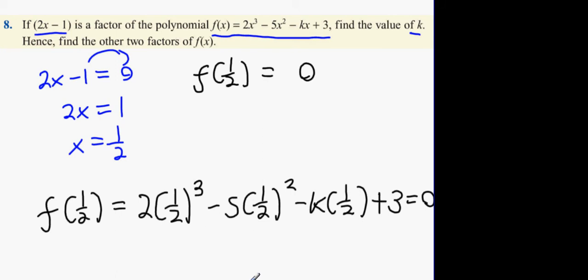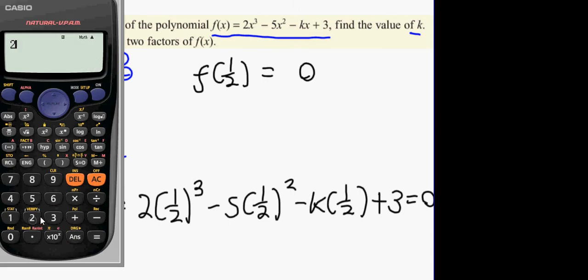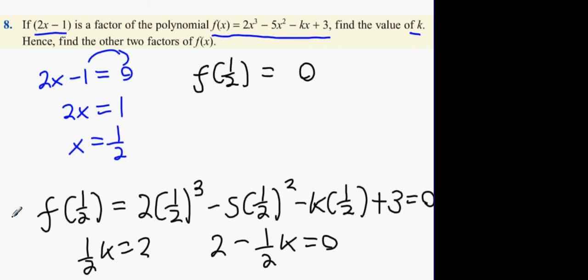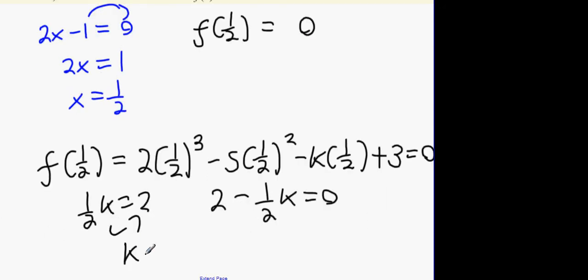What I'm going to do is let the calculator do the bulk of the work. So it's going to be 2 times a half cubed, and then minus 5 times a half squared, and then plus 3. I'm not going to worry about the k. It's going to be 2. 2 minus a half k equals 0. A half k equals 2. Bring up to 2. k equals 4. That's it. Okay. Any questions?